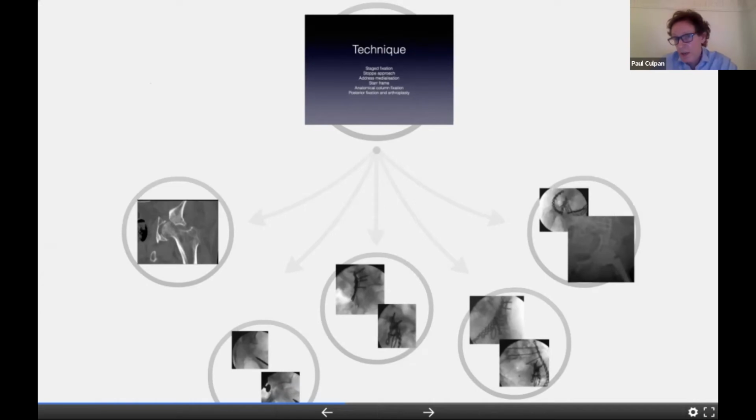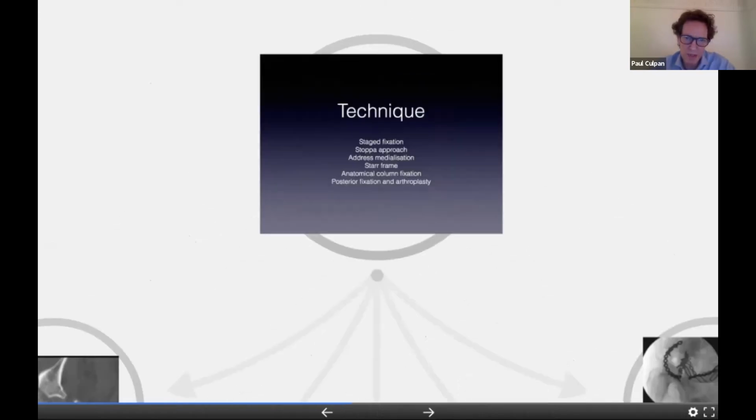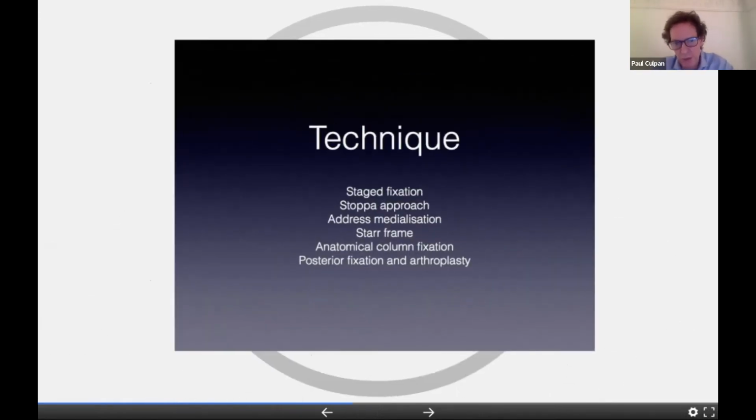So the technique that we use in our institution has been evolving, and so this is a presentation of where we started with this and some of the principles that we adhered to which delivered fairly consistent results.